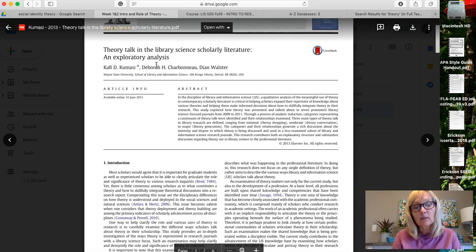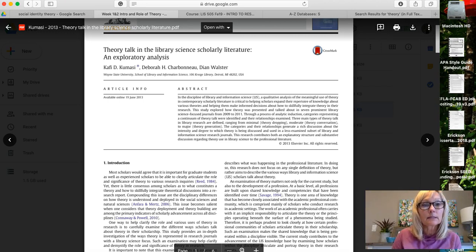So Kamasi's article really identified a bit of a problem in how theory is used in our research, and the discrepancies in how theory is managed. So is there something that we need to do about this? Is this important? Do we need to have a theory for every study that we do, is the question. So I'm interested to hear your thoughts on the role of theory in library and information science research.